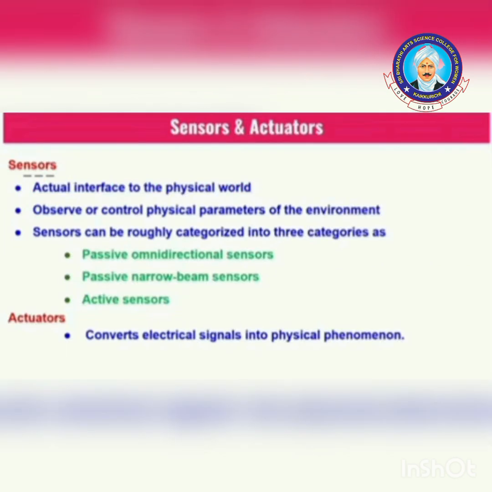Third component is a sensor and actuator. Sensor is an actual interface to the physical world. It observes or controls the physical parameters of the environment. Sensors can be roughly categorized into 3. First one is a passive omnidirectional sensor. It is self-powered. Then a passive narrow beam sensor, and last one is an active sensor. Actuator converts the electrical signals into physical phenomena.